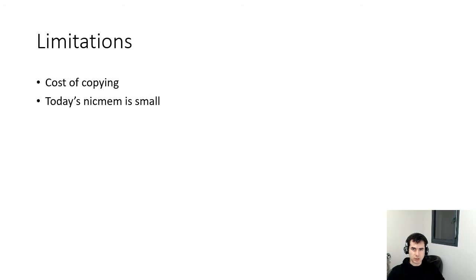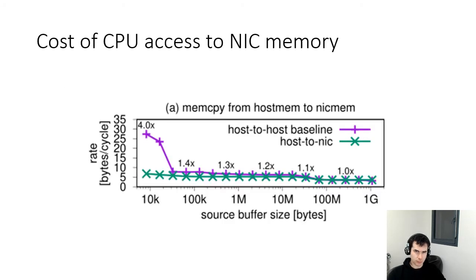We say that Nicmem eliminates bottlenecks associated with data movers, but it's not a silver bullet. There are limitations to Nicmem. First, CPU copies to NIC memory are not cheap. And second, today's Nicmem is small. So to compare the cost of CPU writes to Nicmem, we run 100 copy iterations while varying the source buffer size and compare writes to Nicmem with writes to hostmem.